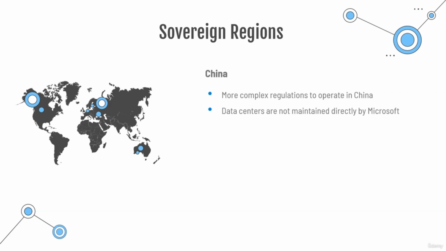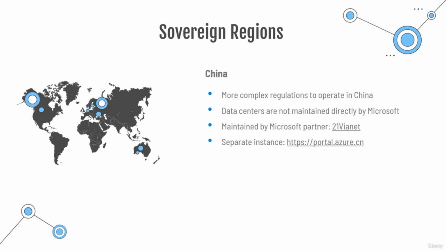So therefore the data centers are not maintained directly by Azure, but by a trusted partner, which is 21Vianet. And like this, it is possible to also operate in China. And this is then again accessed through a completely separate instance, which is portal.azure.cn. These are the sovereign regions.